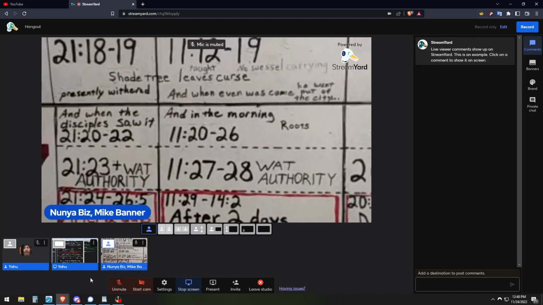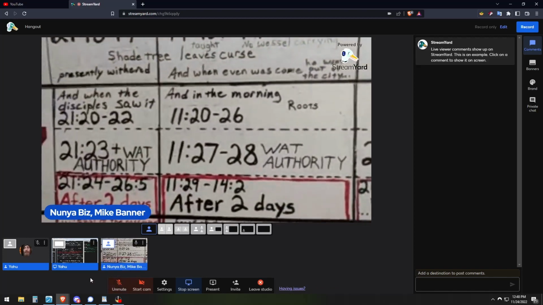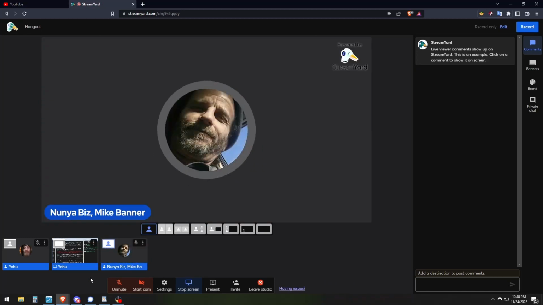Verse 11:20. And in the morning, as they passed by, they saw the fig tree dried up by the roots. And Peter, calling to remembrance, said unto him, Master, behold, the fig tree which thou cursest is withered away. And Jesus answered, saying unto them, Have faith in God, for verily I say unto you that whosoever shall say unto this mountain, Be thou removed, and be thou cast into the sea, and shall not doubt in his heart, but shall believe that those things which he saith shall come to pass, he shall have whatsoever he saith.